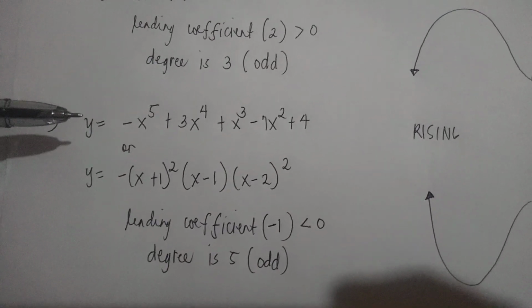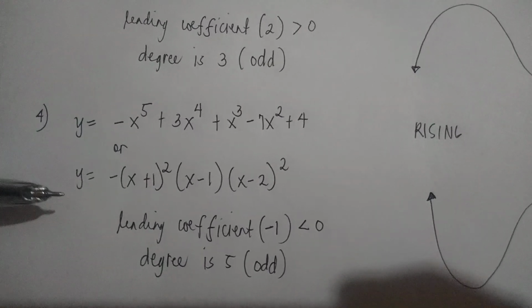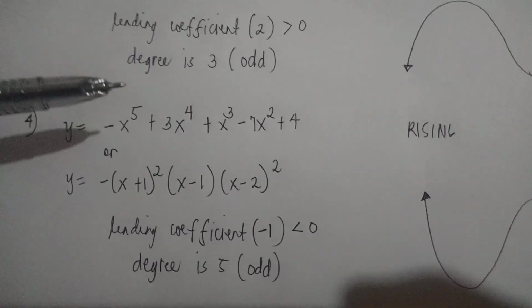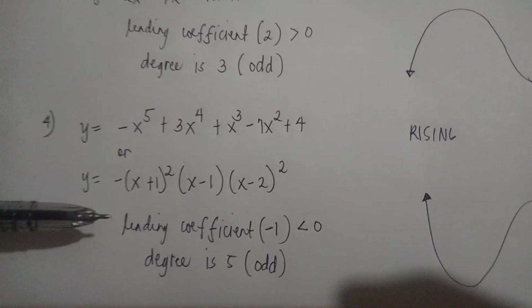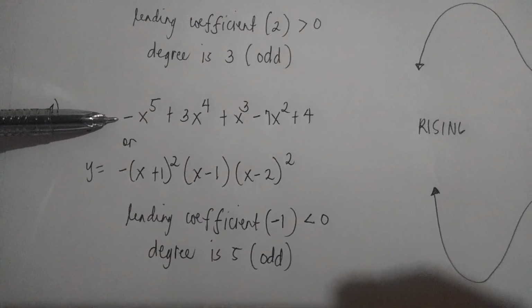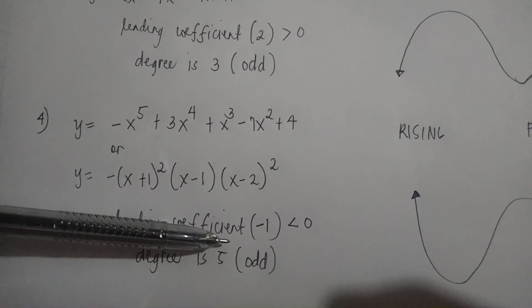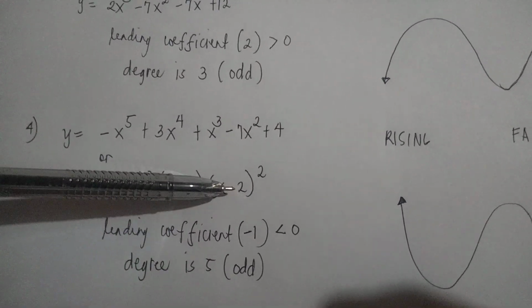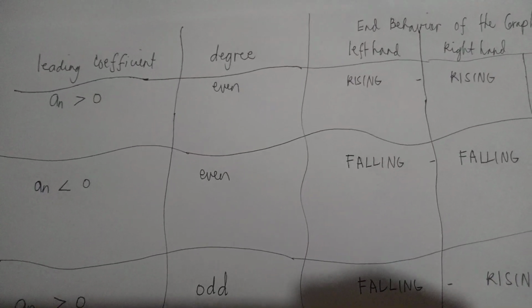How about case number 4? y equals negative x raised to 5 plus 3x raised to 4 plus x cubed minus 7x squared plus 4. Or the factored form of that is y equals negative quantity x plus 1 squared times the quantity x minus 1 times the square of the quantity x minus 2. Here, the leading coefficient is negative 1, which is less than 0. The degree is 5, which is odd. If the leading coefficient is less than 0 and the degree is odd, the end behavior of the graph is rising, falling.